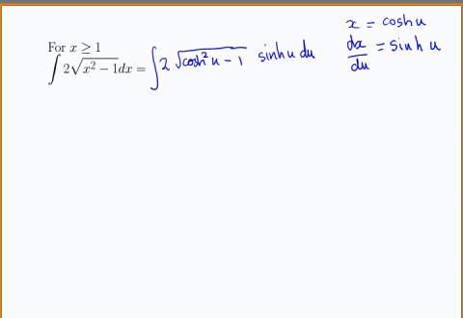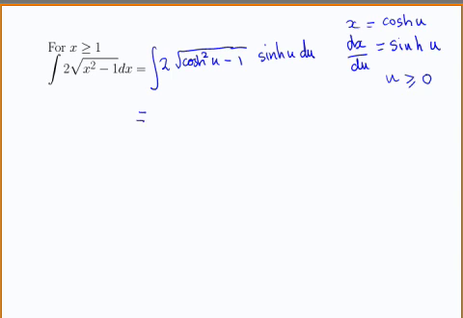By the way, it's perhaps worth noting at this point that our u is going to be greater than or equal to 0. That's fine because cosh u is an even function, so we can take either u less than 0 or u greater than or equal to 0. We're going to take it greater than or equal to 0.